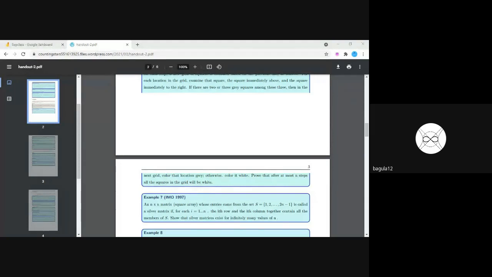Pranjal, what is it saying? It is saying that a 1 by n matrix has entries from this set. So this means that entries can repeat. The elements from this set can repeat. Yes. Okay.